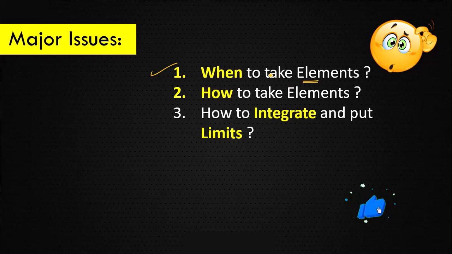Whenever you encounter a situation where there is some variation, there may be variation in mass, variation in density, or variation of charge. In those situations, you have to take care about the element. Once I take the element, our task is how to take the element. There are different methods to take the element. In physics, mostly we will deal with at least 6 to 8 elements.